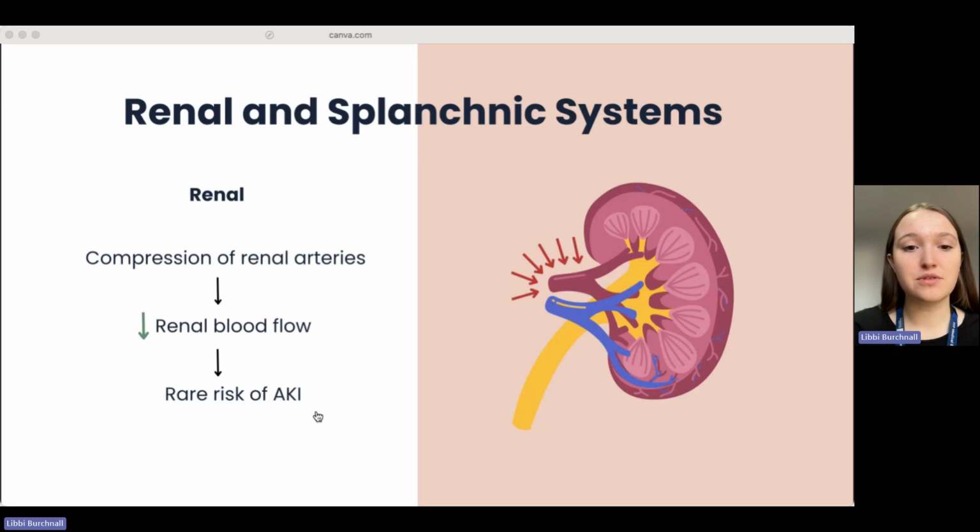So moving on to the renal and the splanchnic systems. For the renal system, as we've said already, you can get compression of the renal arteries, and as a result of this, reduced renal blood flow, and then there is a rare risk of an acute kidney injury occurring. You can imagine if a patient already has chronic kidney disease that this risk will be higher, so that's something for the anaesthetist to think about.